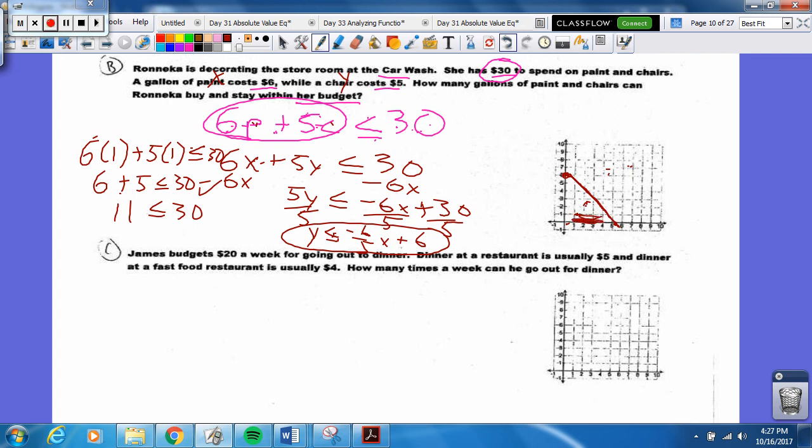Yeah, so it looks like all of these right here are solutions. If you bought 10 and 10, that's obviously going to go over the budget. 10 paint cans, gallons of paint, and then 10 chairs, way above the budget. Okay, so I think we have it. Let's see if we do.